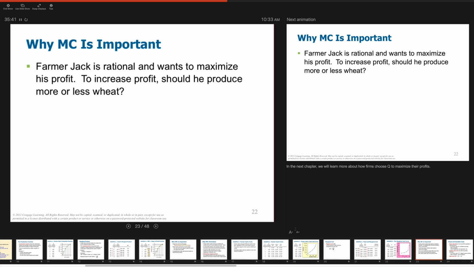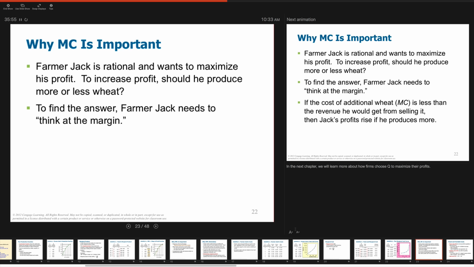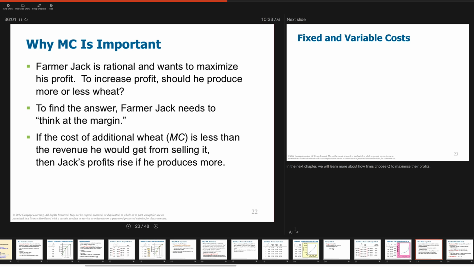All right, so why is marginal cost important? Because Farmer Jack needs to know this stuff in order to figure out what he's going to do. Because he's a pretty rational guy, even though he chose to go into farming. We'll give him the benefit of the doubt. Farmer Jack has to think at the margin, so he has to know marginal cost.